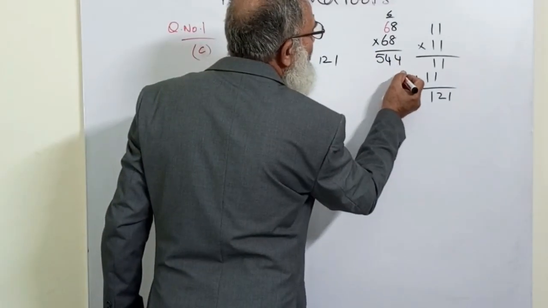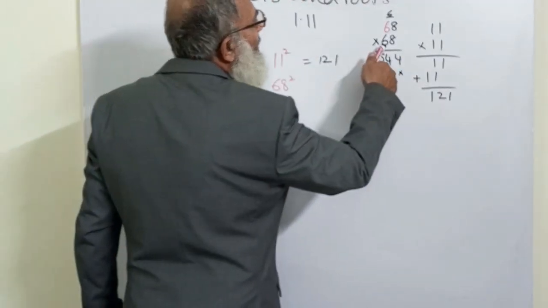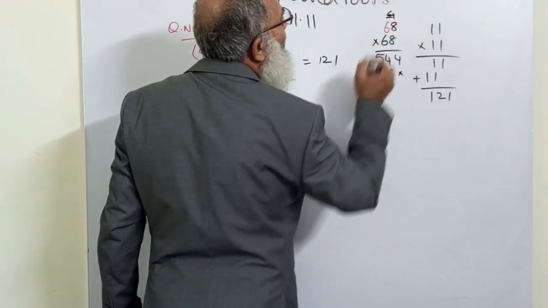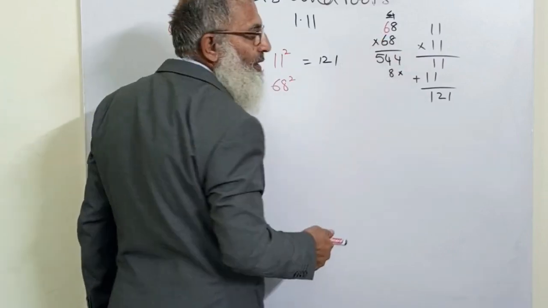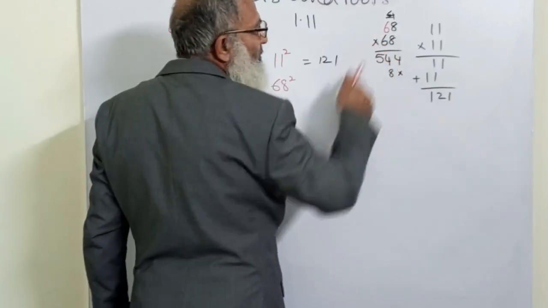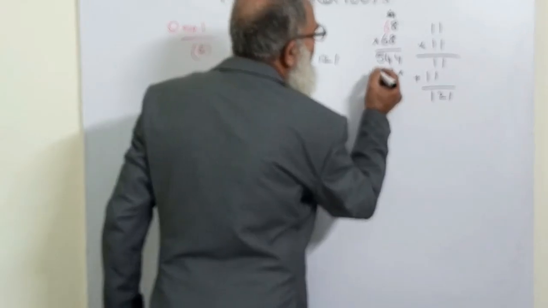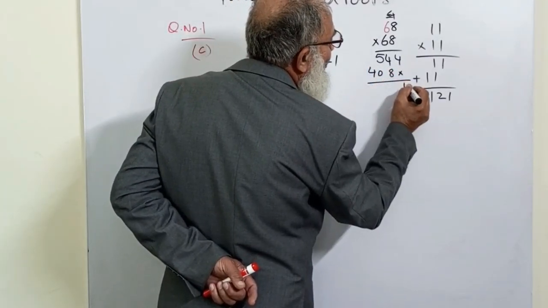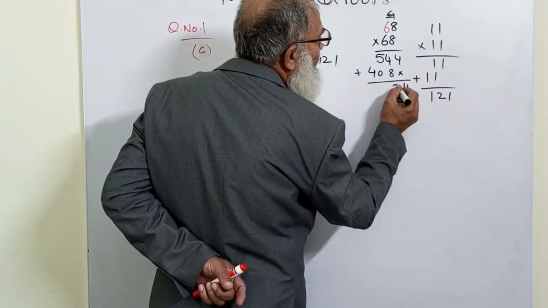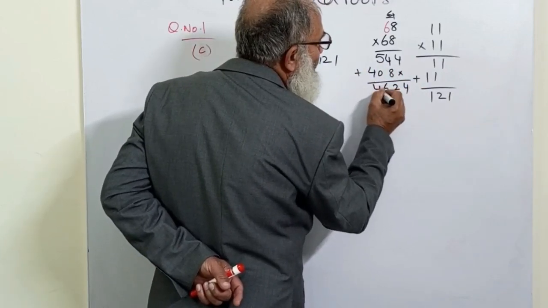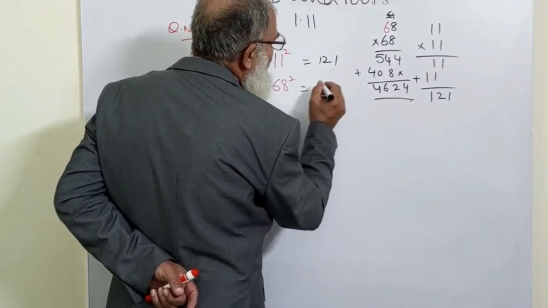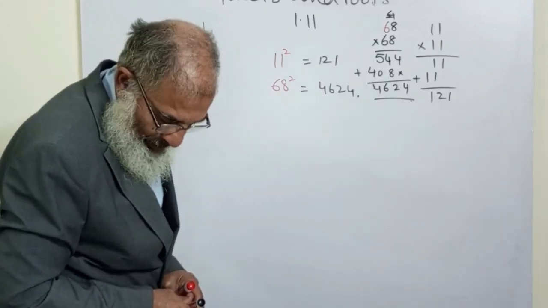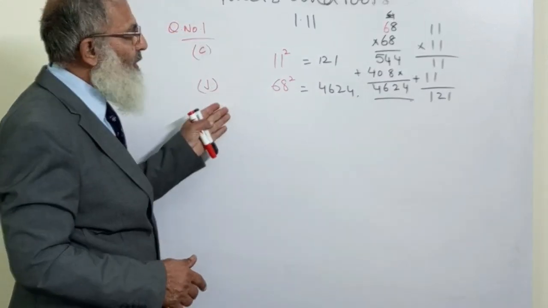And now put a cross over here. 6 times 8 again 48. 6 times 6 is 36, plus 4, 40. And you just add, and now this becomes 4624. 4624. These were very simple.